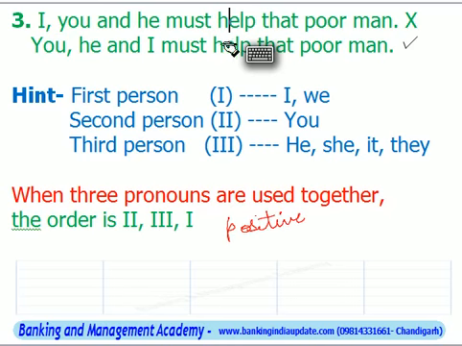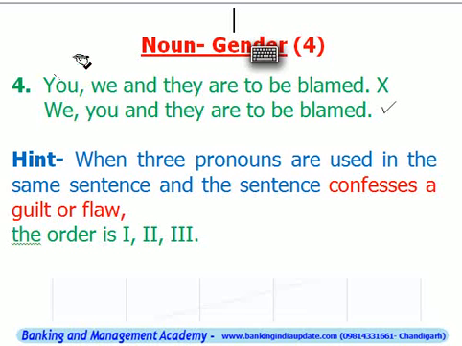Now, this sentence is an affirmative sentence, so it must be rewritten as: you, he and I must help that poor man. You is second person, he is third person and I is first person. In case the sentence involves a confession, a guilt or flaw, then the sequence to be followed is first person, second person and finally third person.